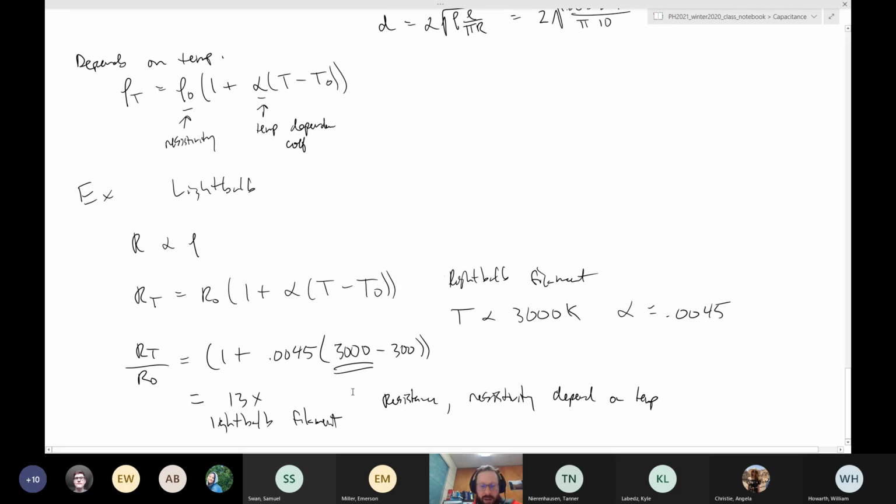I would mention qualitatively, this is bad, right? If you're talking about circuits, resistors are not usually made out of materials that would be this temperature dependent. They'll make them out of carbon, and that has something like 10 times less temperature dependent resistivity. Questions?